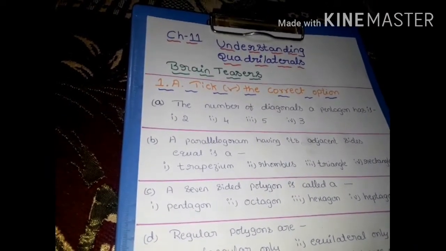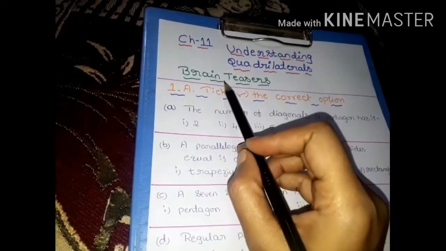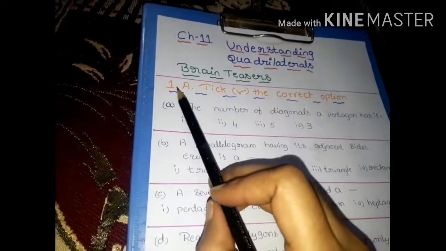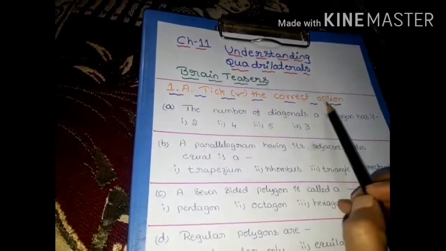In the previous session we discussed Chapter 11, Understanding Quadrilaterals, worksheet 3, and also solved a value based question. Today we are going to continue the same chapter. Under that we are going to solve brain teasers. First main, take the correct option.